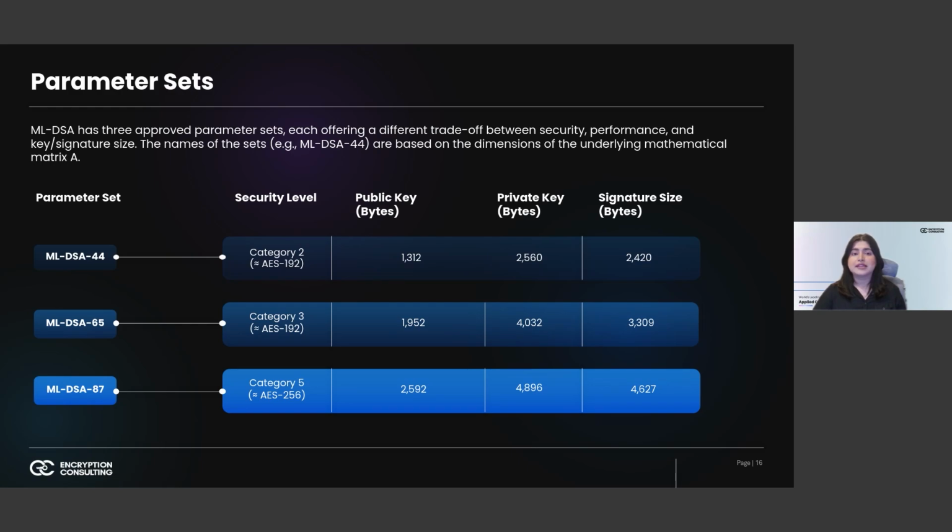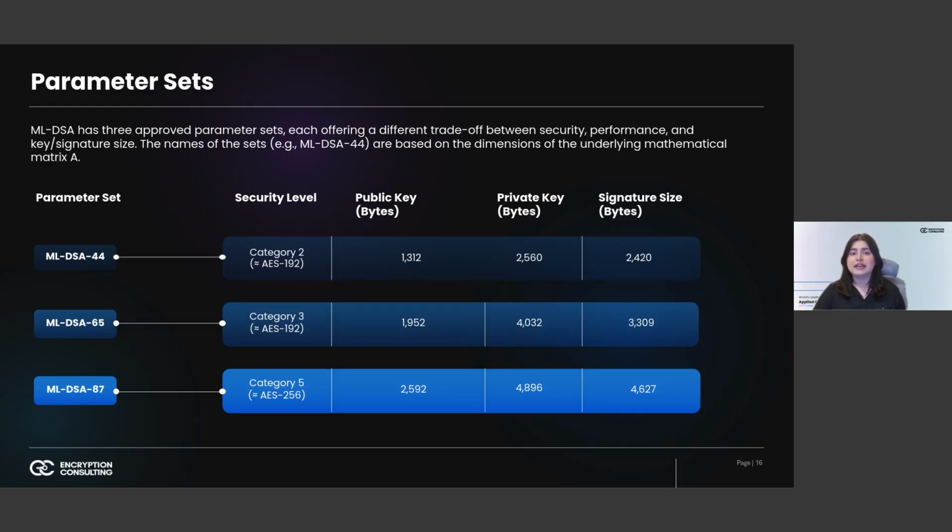ML-DSA 44 gives us our baseline, aligning with security category 2, which is similar to AES 128 encryption. ML-DSA 65 steps up to category 3, also AES 192 equivalent. This is the set that offers the best overall balance and is generally recommended for high volume use. ML-DSA 87 provides maximum assurance aligning with Category 5, which is equivalent to AES 256 encryption. This is your choice for the highest security requirements.